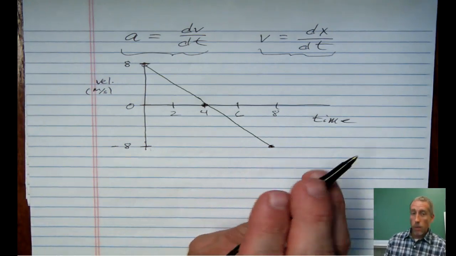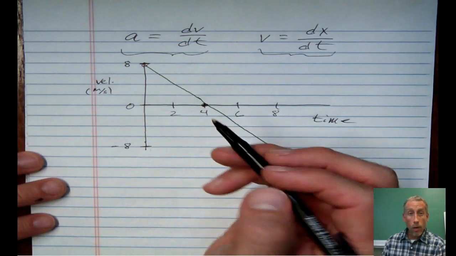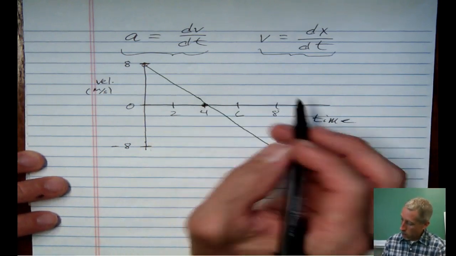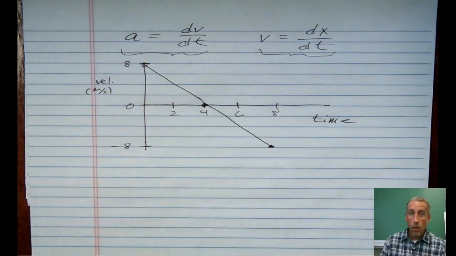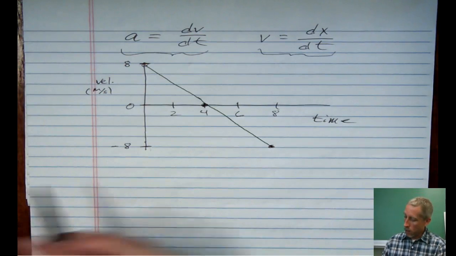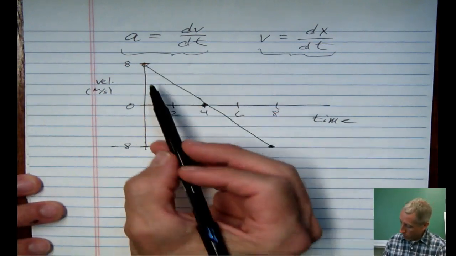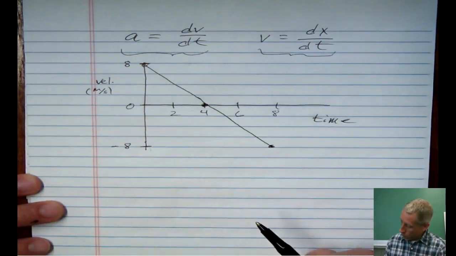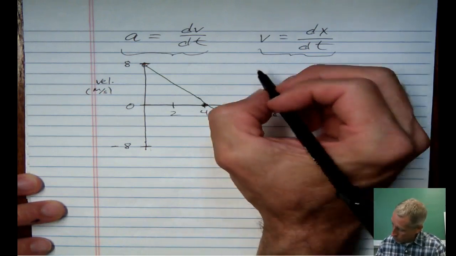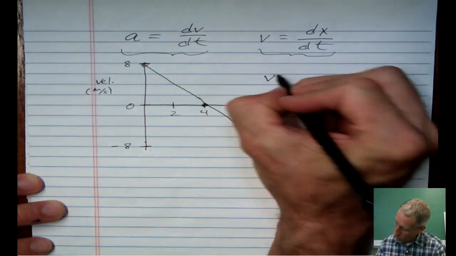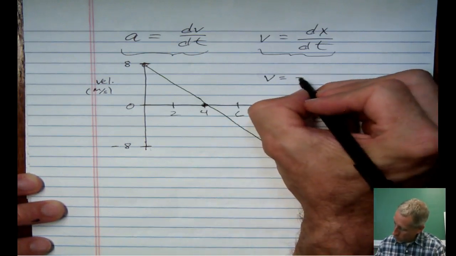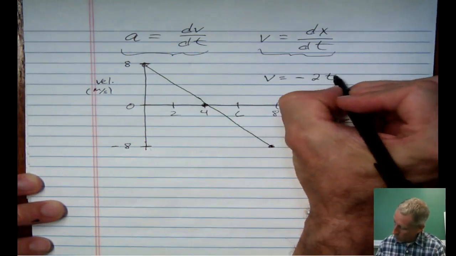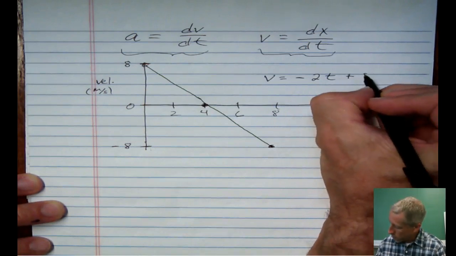So what's going to be helpful for us here is to put an equation to that graph. And I chose a line here because I figured this is Algebra 1 level stuff. We should be able to write this in the slope-intercept form. We've got an intercept of 8. We've got a slope of -2. And so this equation here would be the velocity is -2t plus 8.